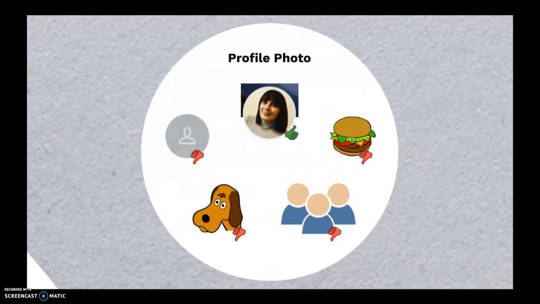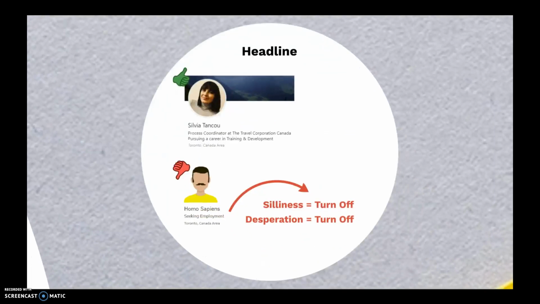Your profile photo should be of yourself, not your pet, not your sandwich or other people, and ideally your head and face should occupy about 60% of the picture. The headline is where you indicate what you do and what you want to do career-wise. I would suggest staying away from silly statements or statements that show desperation.